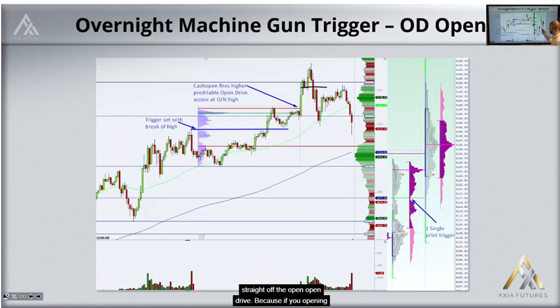Because if you're opening inside of range, inside of value, yes, the open drive could be on. But there's nothing to stop it doing an open test drive, which is what's going to cause you a problem in this situation. If you had the open test drive, the machine gun idea is still there. You still maintain this single print, you still maintain trade higher and then do explode. But the problem is you will end up a long way offside and likely stopped out. So it's about trying to play it on the break. It's with the momentum that's important.